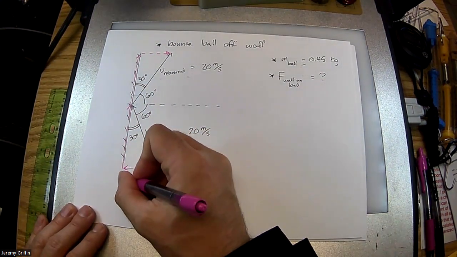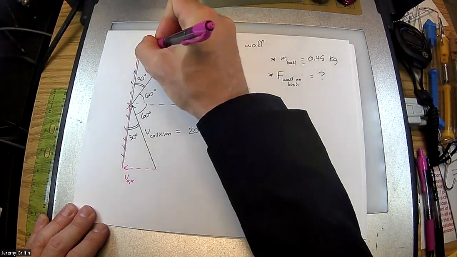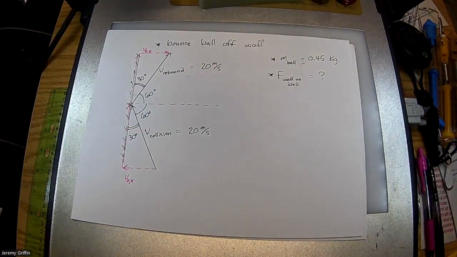So I could call this V initial in the x direction and call this V final in the x direction. Guys, the force from the wall, which direction does the force point?